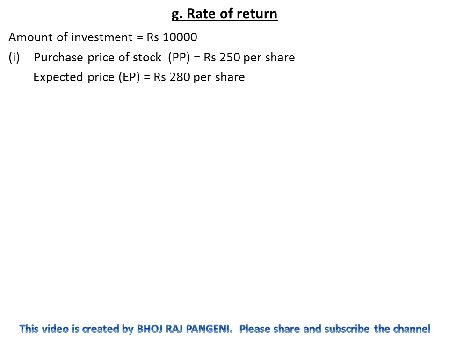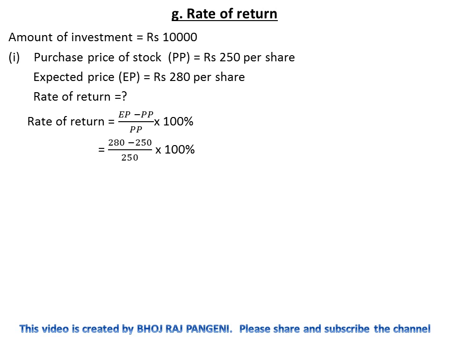So the expected price will be 280 per share, and the purchase price, the current selling price, is 250. And the rate of return, if his expectation is true, that the price of stock will rise to 280, then what is the rate of return? The rate of return equals EP minus PP upon PP, that is expected price minus purchase price divided by purchase price into 100%. Now 12% is the rate of return from the market.